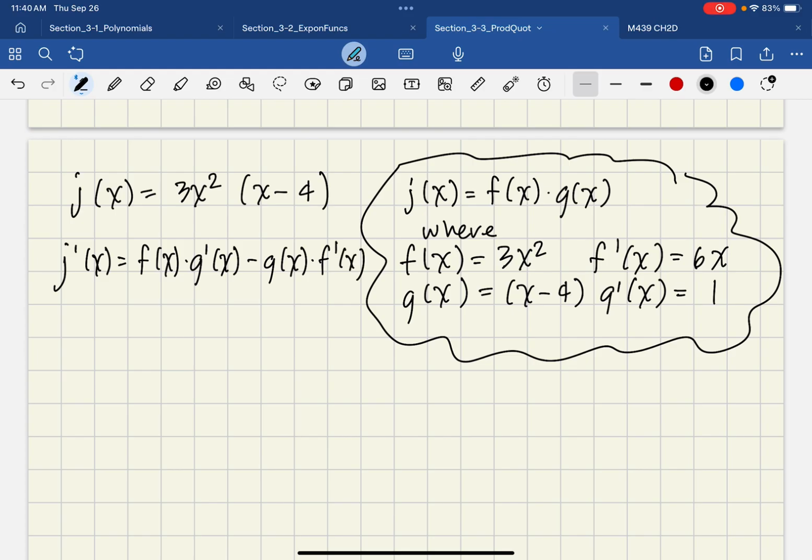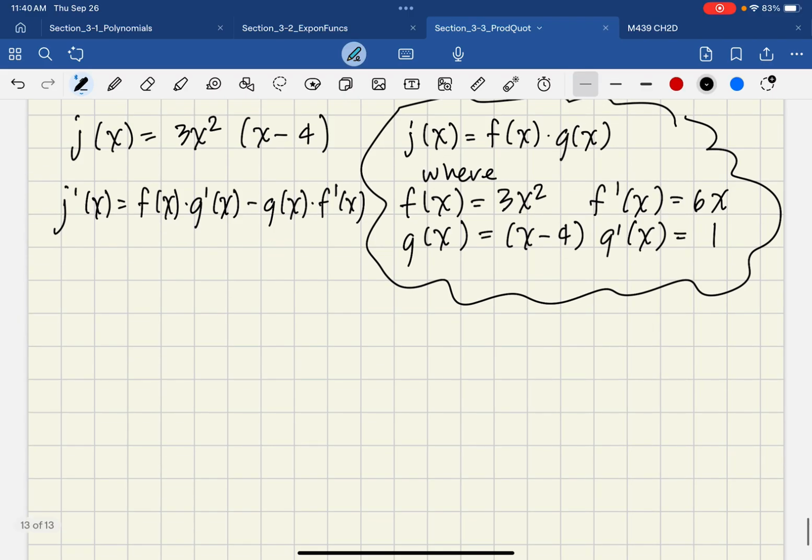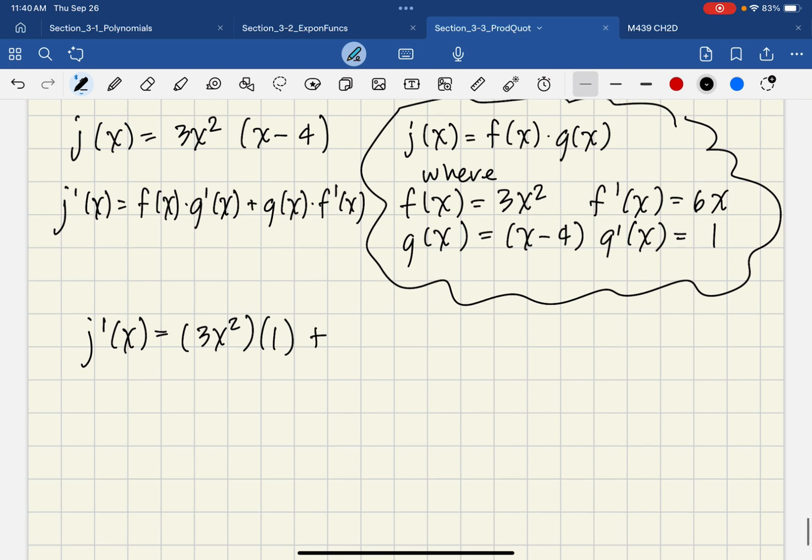And now it's just a plug and chug. I'm going to move down here a little lower. So it's going to be the first, which is f of x, 3x squared, times the derivative of the second. So that's g prime of x, or just a 1. Oh, sorry, it's not minus, it's plus, isn't it? And then it'll be the second, x minus 4, times the derivative of the first, so f prime of x, which is 6x. Okay, so here's my unsimplified derivative.